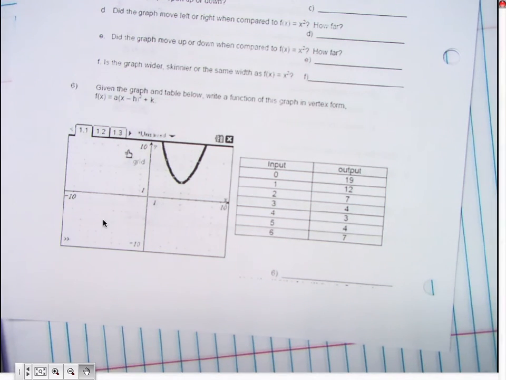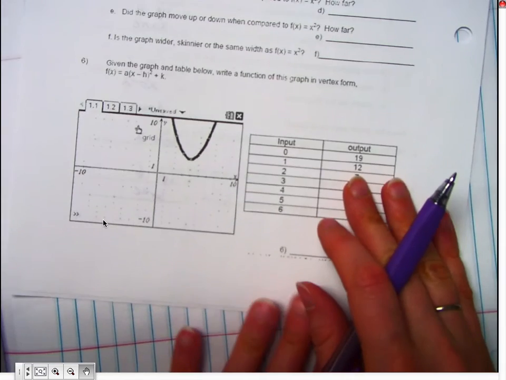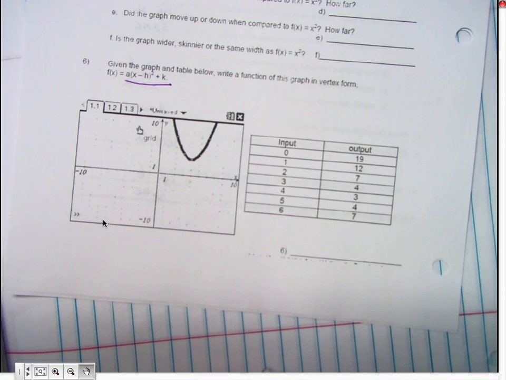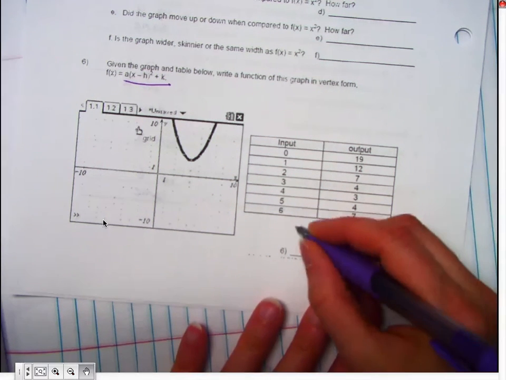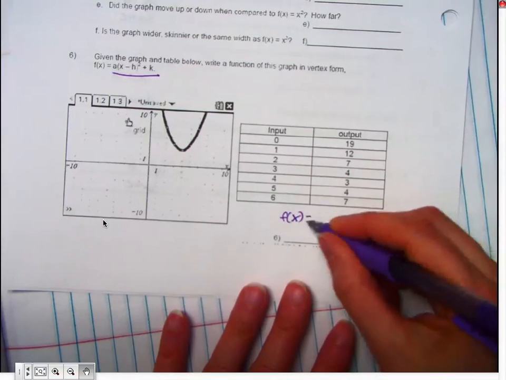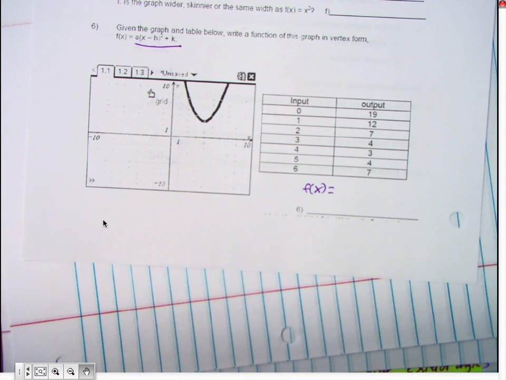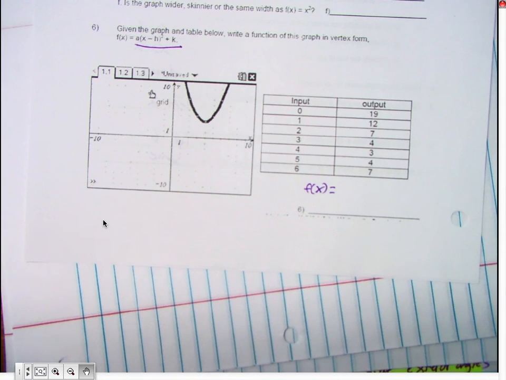Let's look at number 6. Number 6 asks me to put it in this form. Given this graph, write the function. So if we're looking at number 6, maybe A might be a little bit hard, so I'm going to leave some space where A would go. What is the rest of it? How would I figure that out? How am I going to figure out what H and K are?